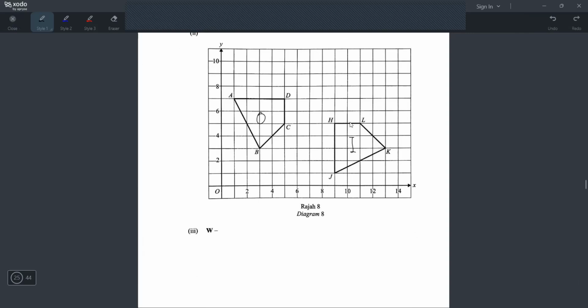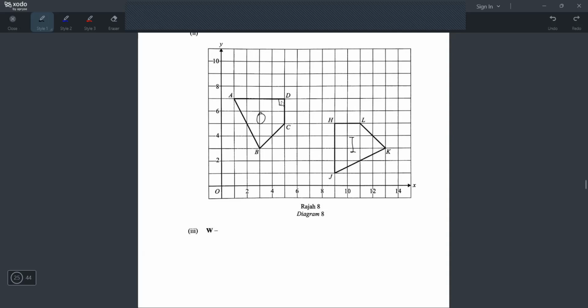So what do you think? From this thing to this thing, what transformation is it? There's only 4 transformations you learn: translation, reflection, rotation, enlargement. I know it's not enlargement because the size is the same, so it's definitely translate, reflect, or rotate. I know it's not translate because in translation, the orientation of the shape will not change.